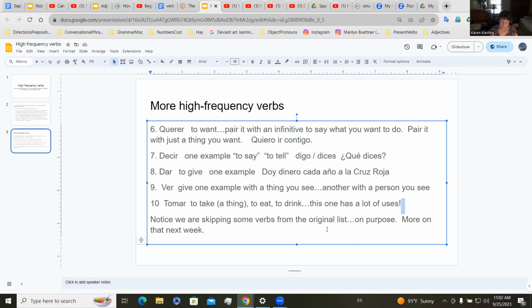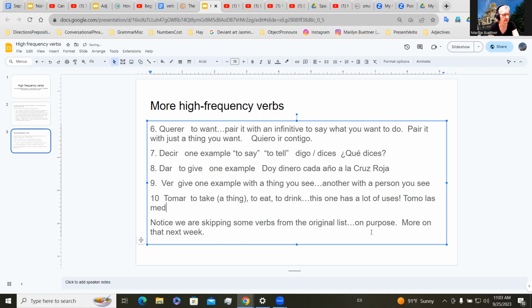Tomo la medicina todos los días. Eso sí, tomo las medicinas todas las mañanas. Todos los días. Todas las noches, lo que sea, whatever it might be. Sí, tomo. And there you're really talking about ingesting it, right? Even though it's not un café, una limonada. We talk about that.